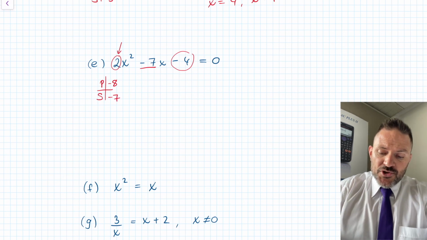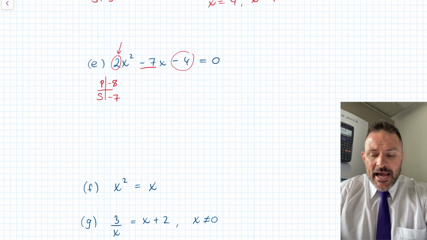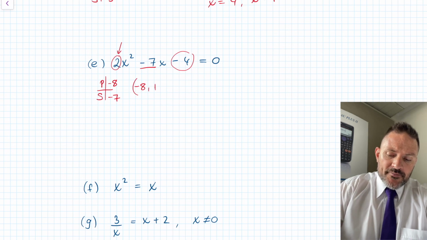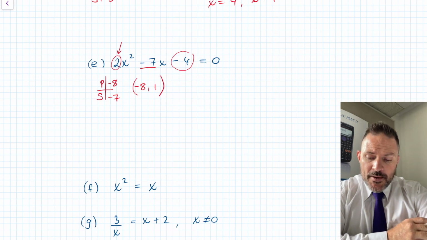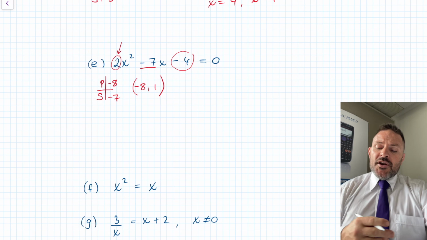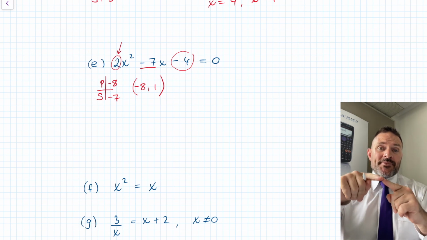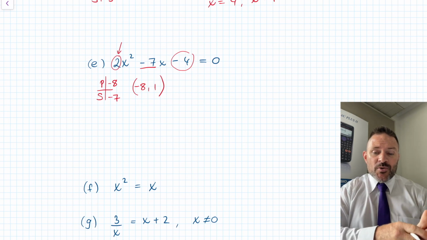Now, my two numbers, oh, they're not so bad. 8 and 1 will make 7. So let's do negative 8 and positive 1. I think that looks pretty good, right? Minus 8 and positive 1. Now, I can't go and write x minus 8 and x plus 1, because when I times the x's out, they don't make 2x squared.